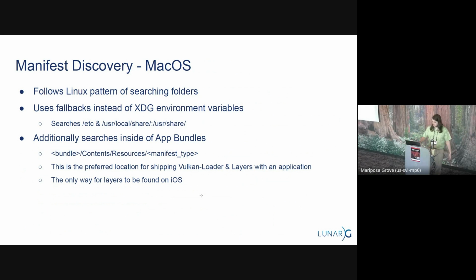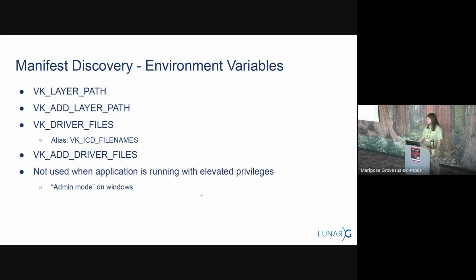And the last place the loader will locate manifests through is environment variables. You have four primary ones: layer path, add layer path, driver files, add driver files. They will not be used if the application is running with elevated privileges. That's a security feature. Environment variables can be set by the user and could point to a user-controlled path, which might have malicious code in it. So the loader just blankets, I will not search anything using environment variables if I'm running with elevated privileges, admin mode, what have you.